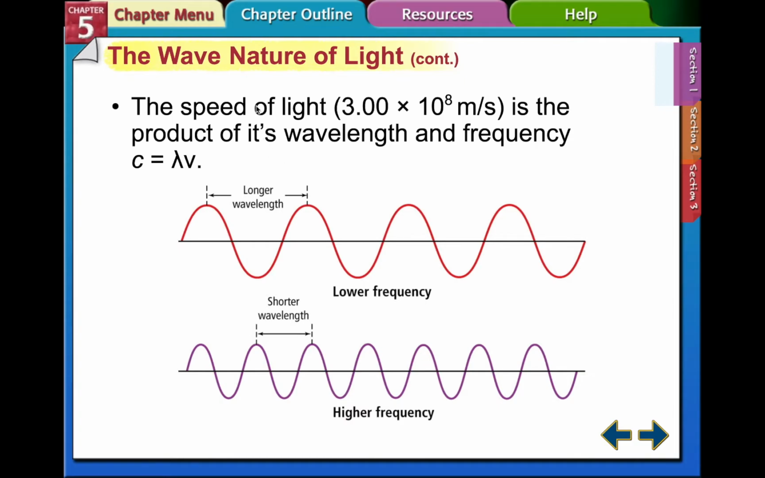So the speed of light is a constant. It's known as being 3 times 10 to the 8th meters per second. We can find the speed of light by multiplying our wavelength by the frequency of the wave.